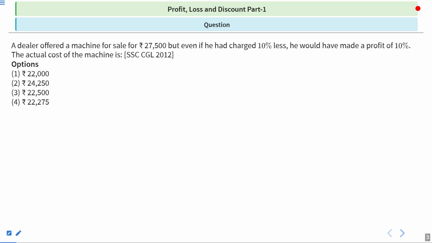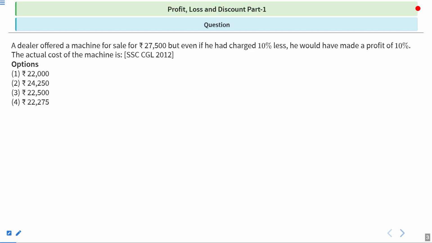Now see the question. A dealer offered a machine for sale for rupees 27,500. But even if he had charged 10% less, he would have made a profit of 10%. The actual cost of the machine is. This question was asked in the SSC CGL 2012 exam.